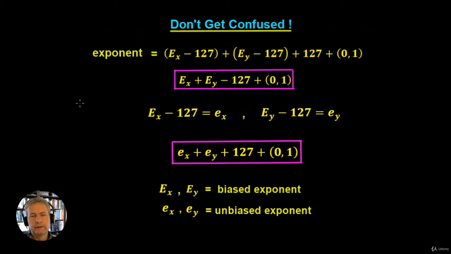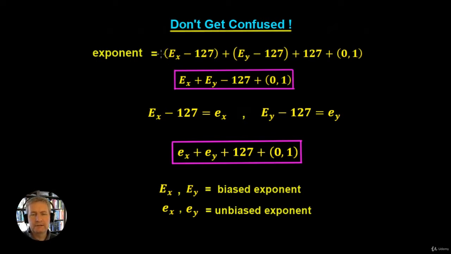I've added this video in order to try and avoid some confusion when it comes to working out the exponent value. Now we said that whenever we're multiplying two numbers together we have to add the exponents. And we've seen in the last video that in order to add the exponents we take the exponent for the value x. Now this large Ex is the actual exponent that's in the 32-bit floating point number, so it's the 8-bit exponent.